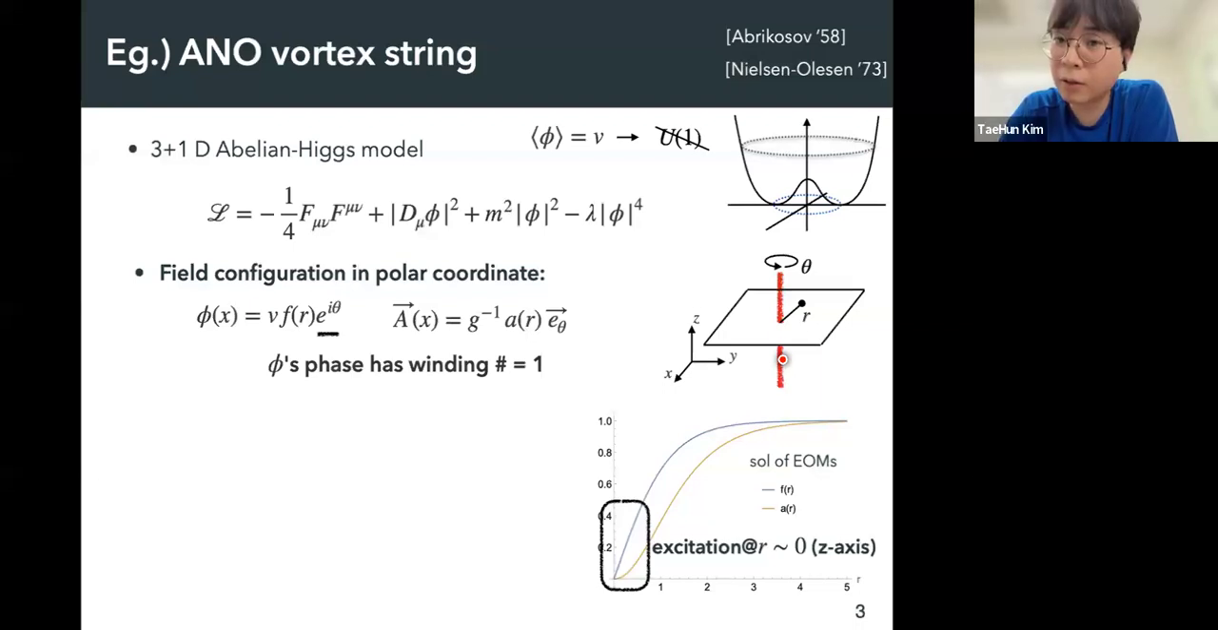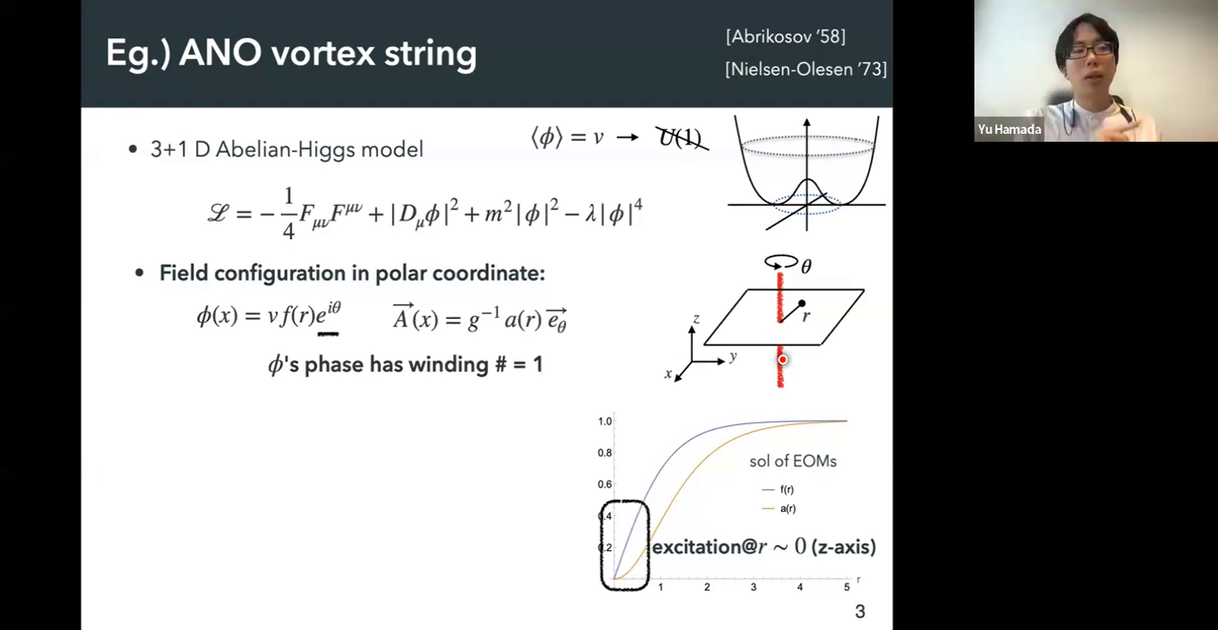And for example, another example is a 't Hooft-Polyakov monopole, which is a point-like object, right? And it's a zero-dimensional object. And in such a case, the stability is from the SU2 symmetry broken down to U1, which means the vacuum is S2 instead of S1 here.